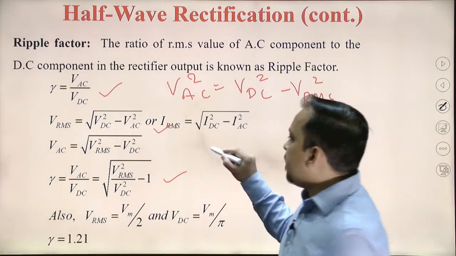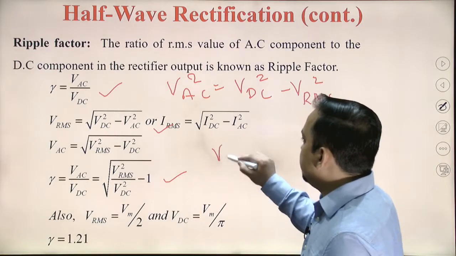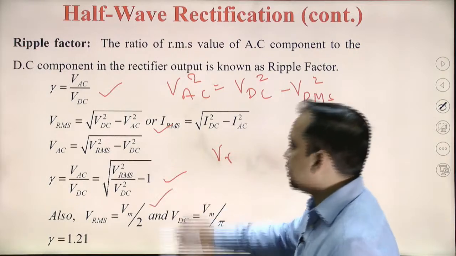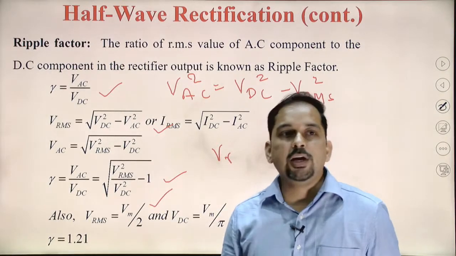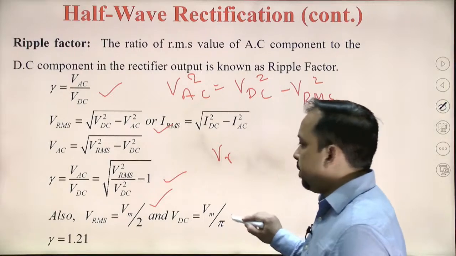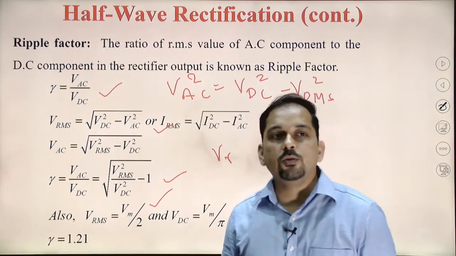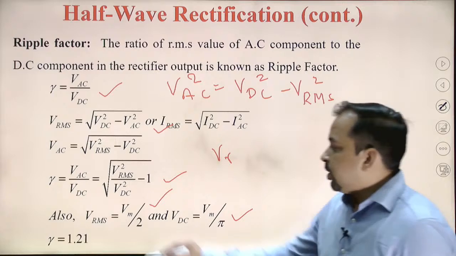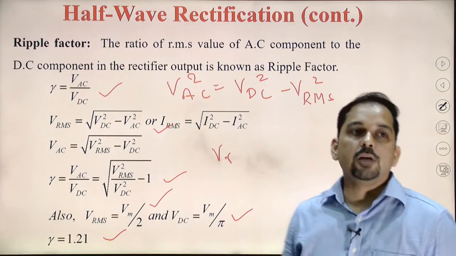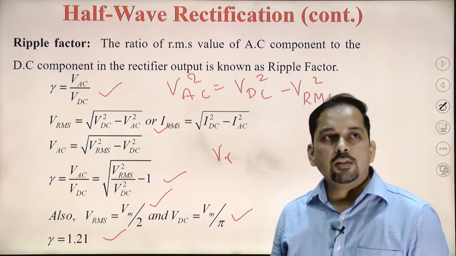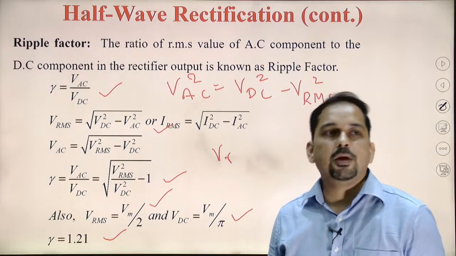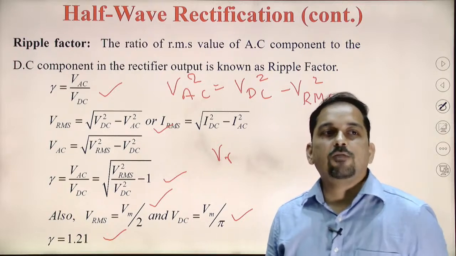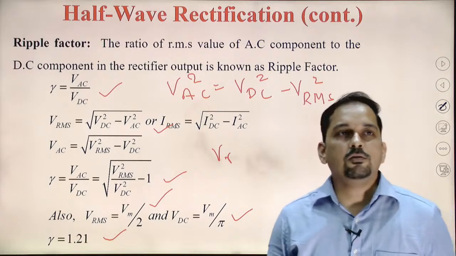By putting the values of Vrms, which is Vm by 2, and Vdc, which is Vm by pi, and substituting these values, we get the ripple factor for a half wave rectifier as 1.21. Again, this is a very important result. We will compare the ripple factor of half wave with the full wave rectifiers later on.